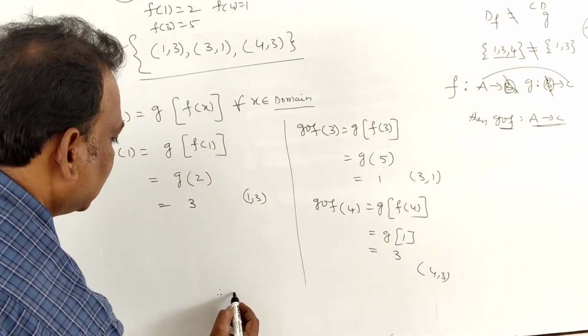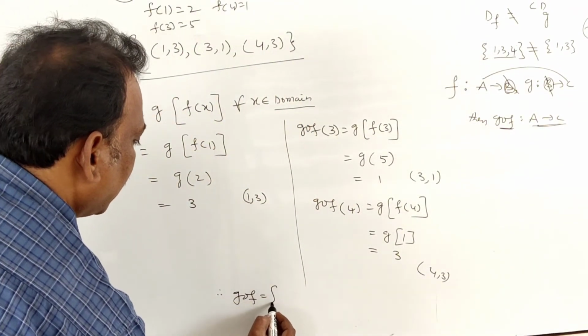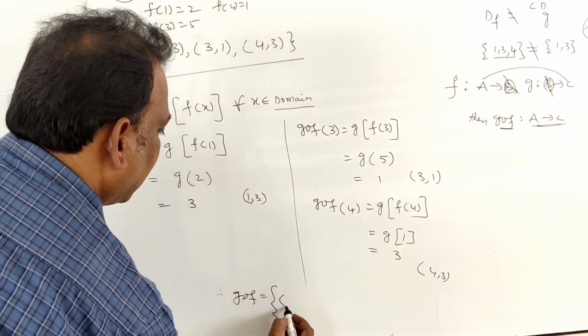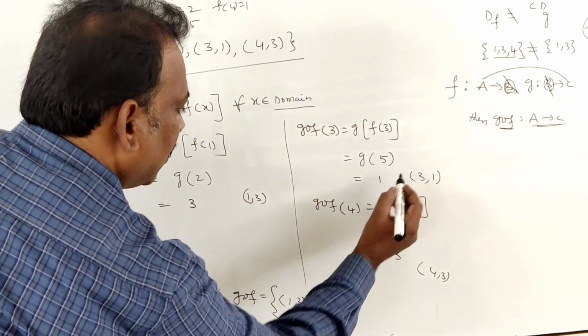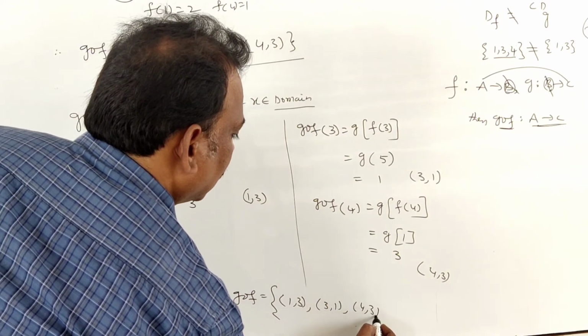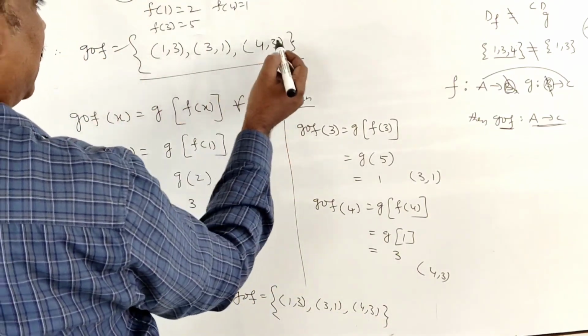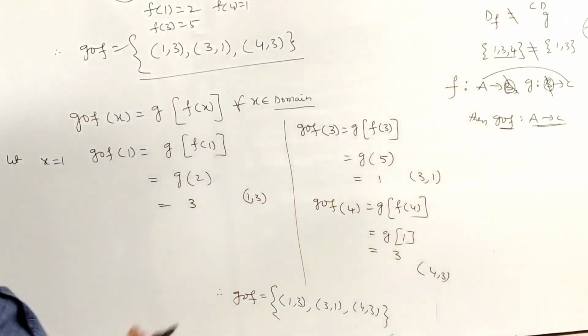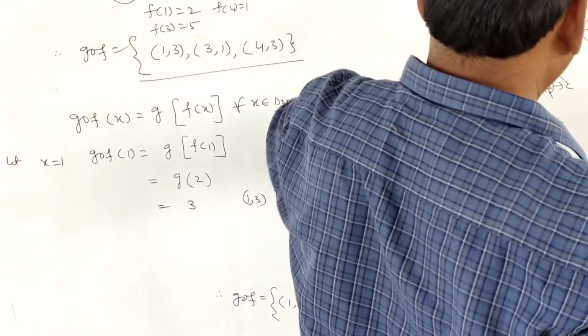So now G circle F is equal to the collection of all ordered pairs. Here ordered pair (1, 3). Here ordered pair (3, 1). Here ordered pair (4, 3). So you will get the same answer: (1, 3), (3, 1), (4, 3). Like this also we can solve the problem, in one more way also.